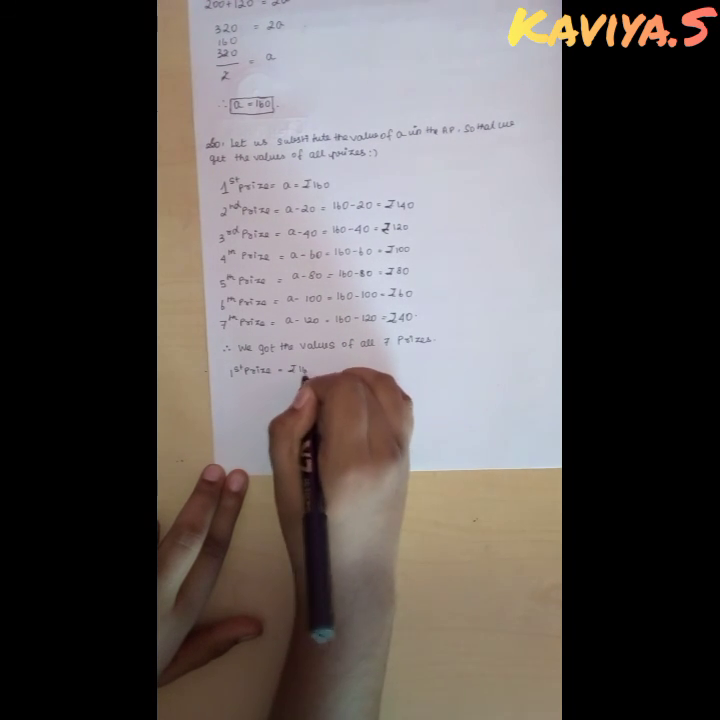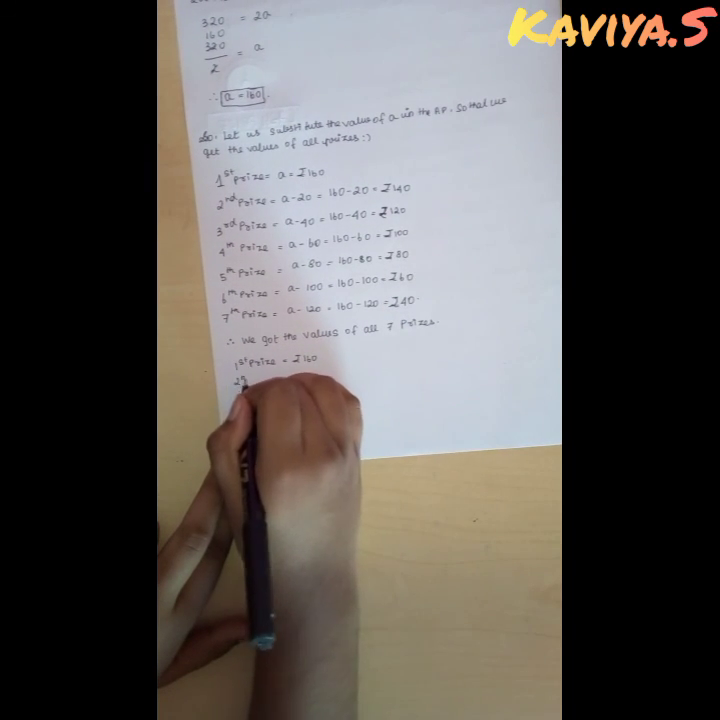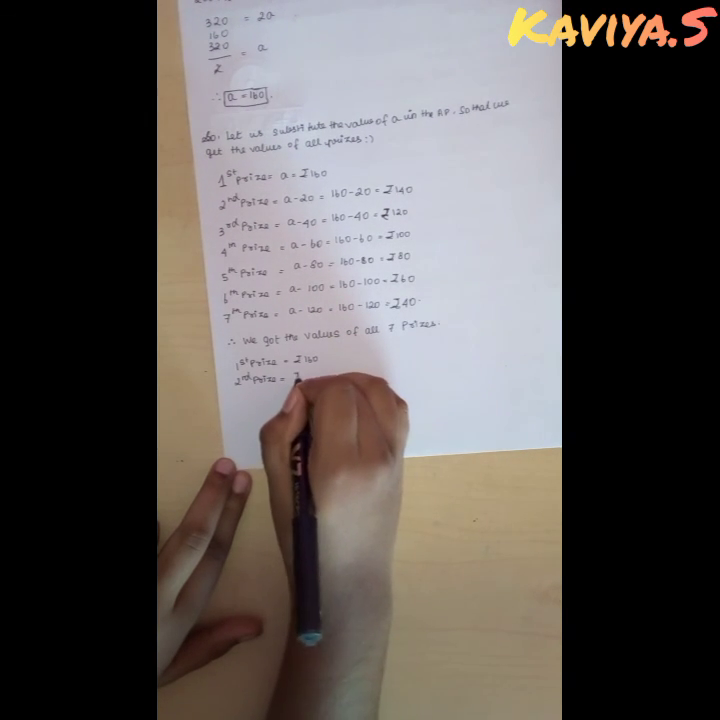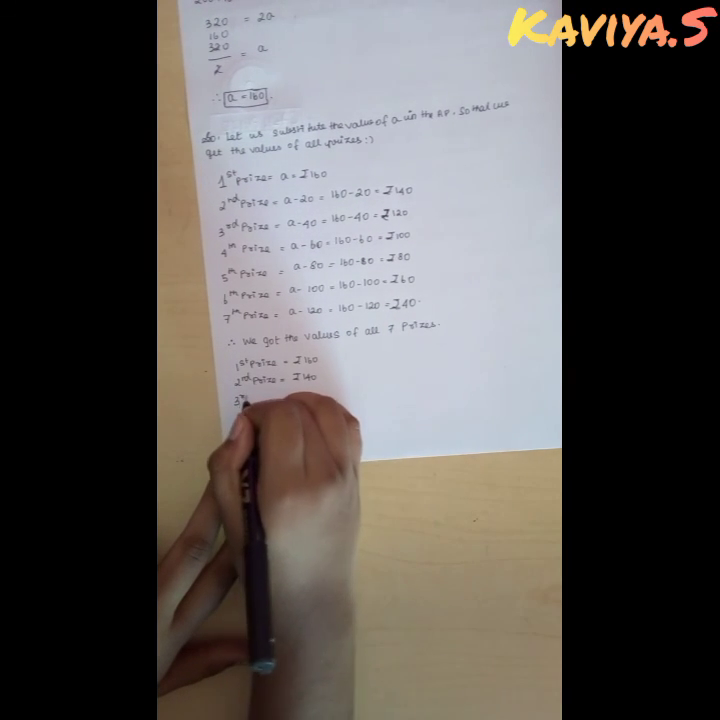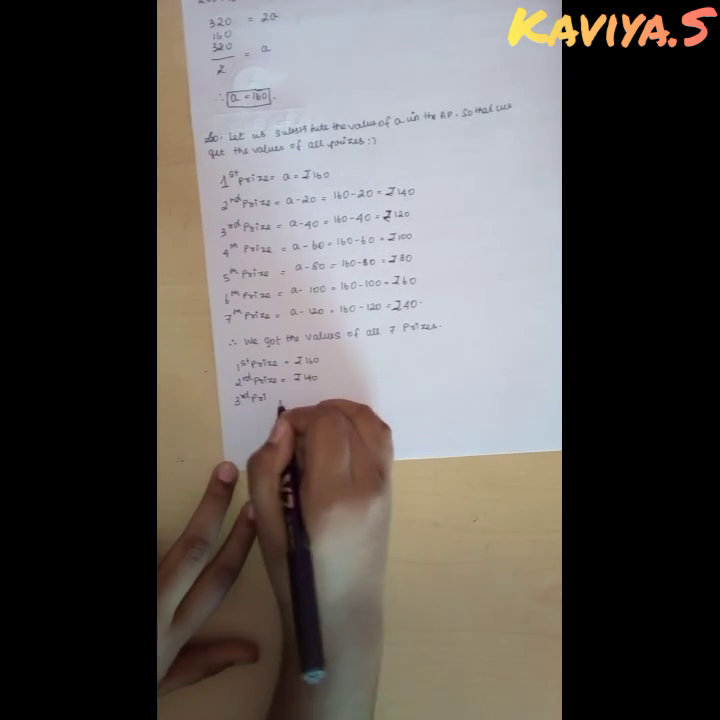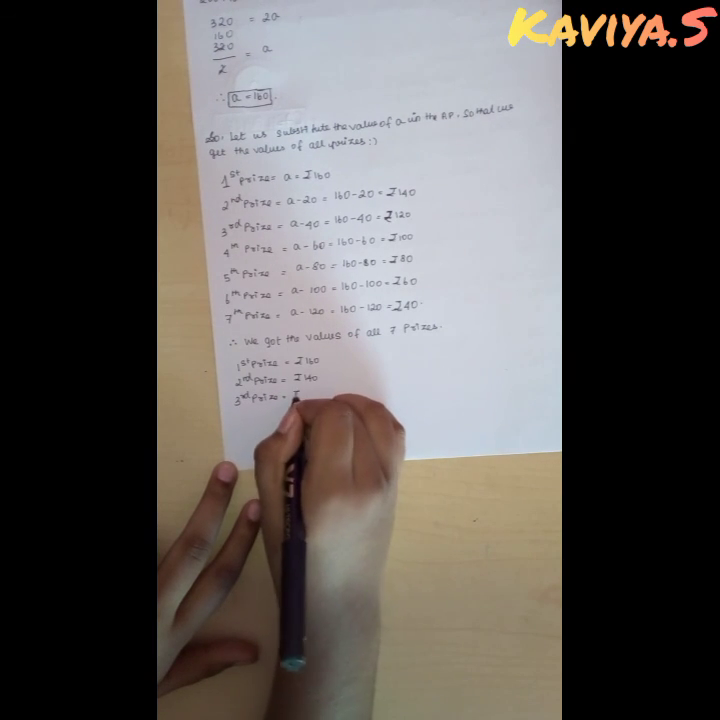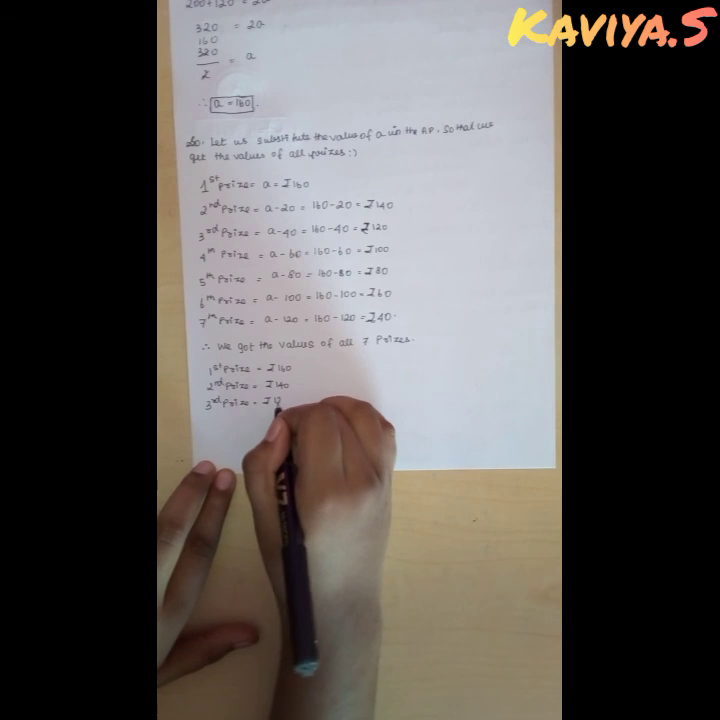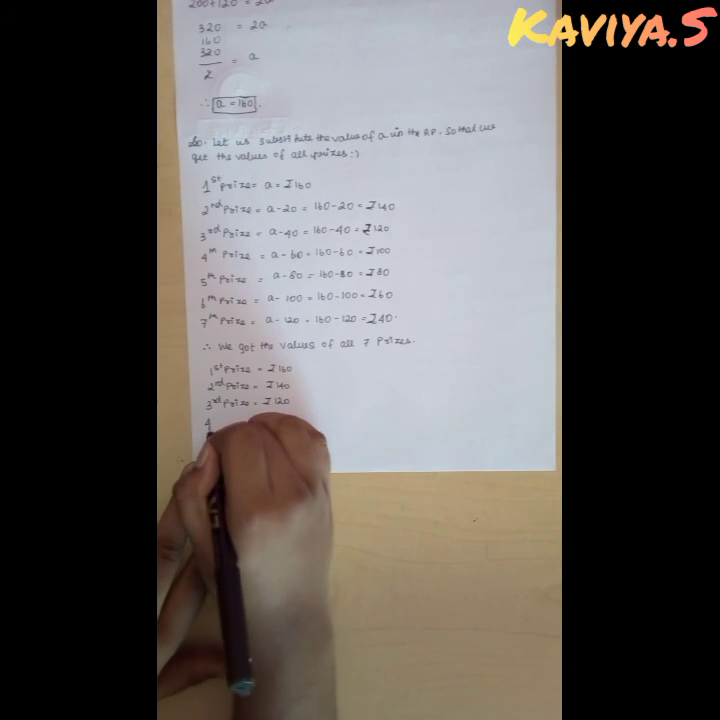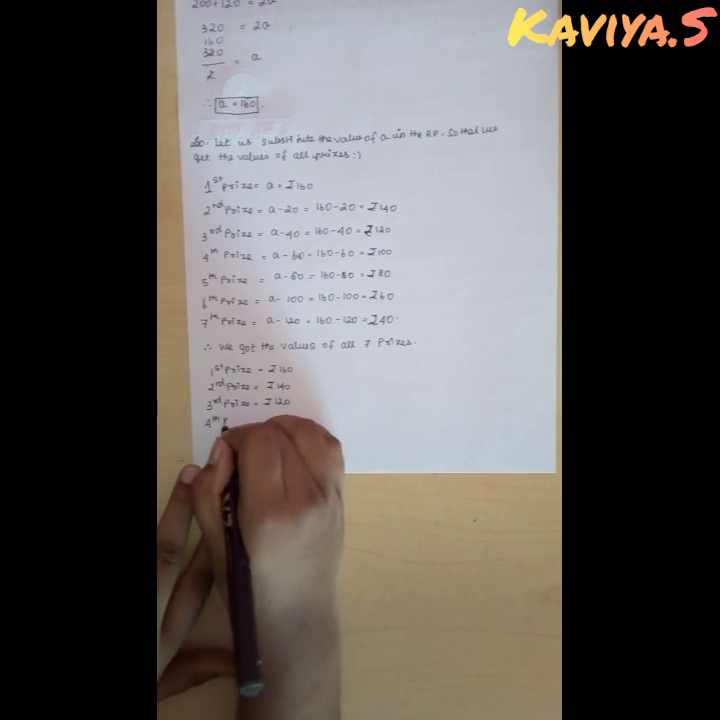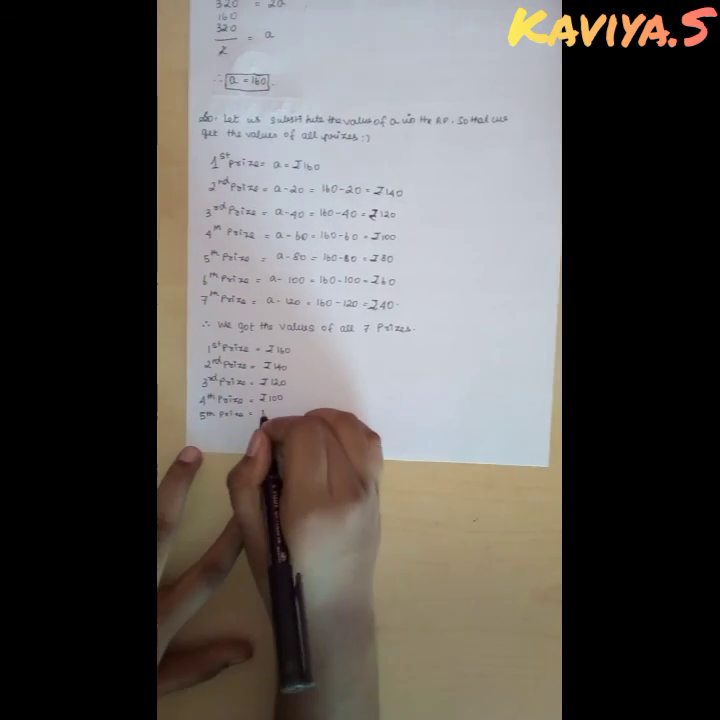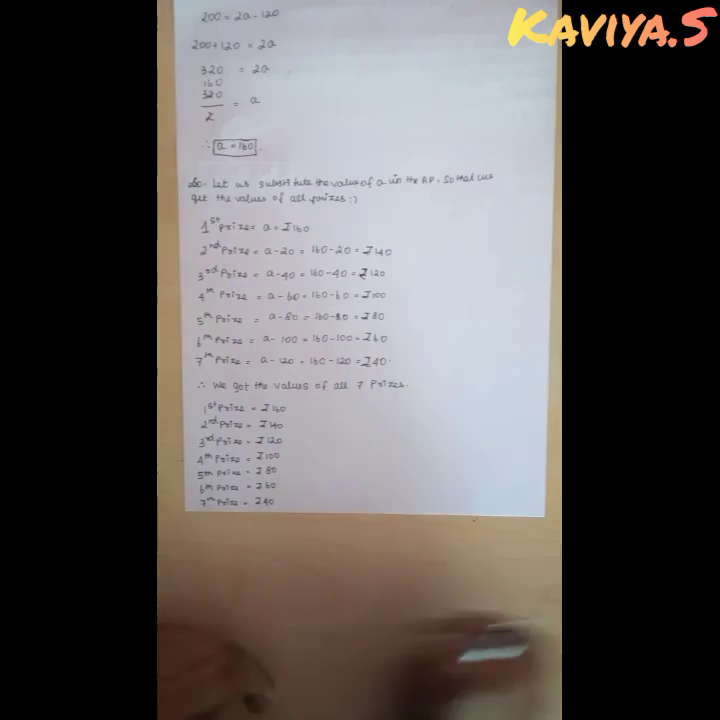Therefore, we got the values of all 7 prices. So let's see the values. First price is rupees 160. Second price is rupees 140. Third price is rupees 120. Fourth price is rupees 100. Fifth price is rupees 80. Sixth price is rupees 60. And seventh price is rupees 40. So write down all the values of the 7 prices.